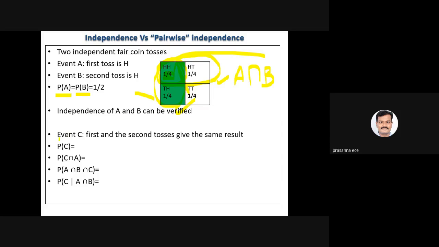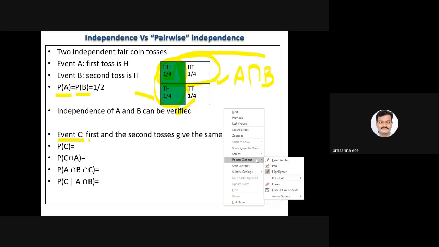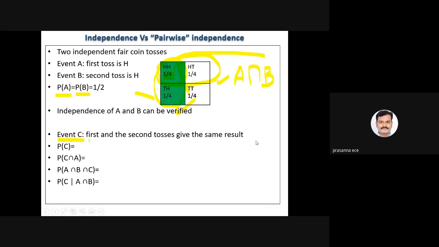Once again we define another event C. The event C is defined as the first and the second tosses give the same result. So where do the first and second tosses give the same result? In the diagonally opposite squares. So C is this event: the first and the second tosses give the same result, so these two are the outcomes where we get the same result.